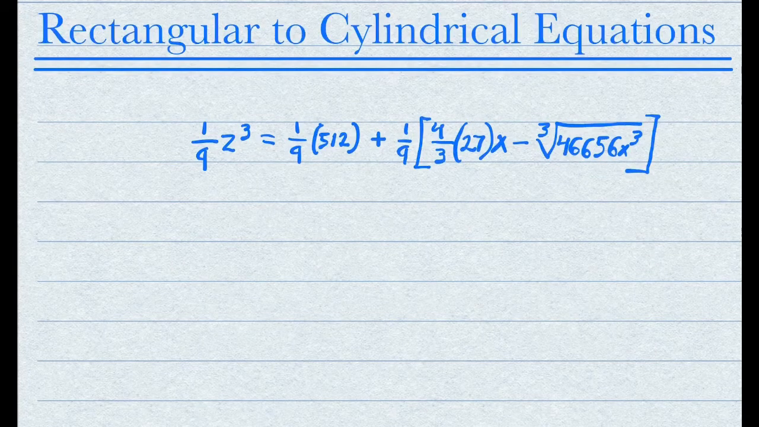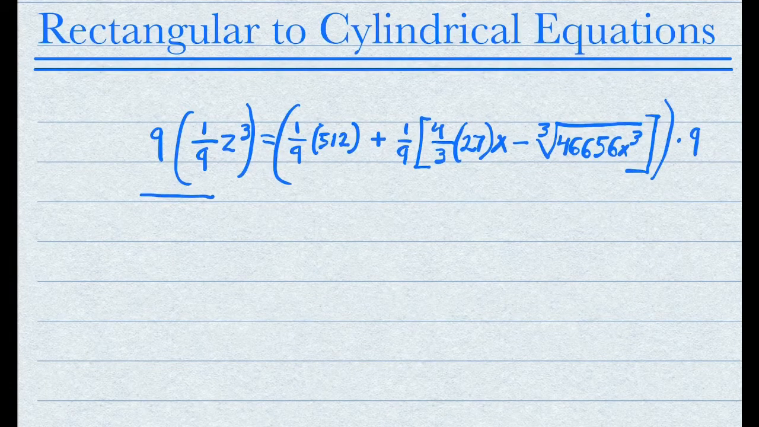So this looks very complex, but what we're going to do is use algebra to simplify it as much as possible. Now notice everything is being multiplied by 1/9. That's the same as dividing everything by 9. So that's our starting point. We're going to get rid of that fraction by multiplying everything by 9. So when you do that over here, the 9 times 1/9, that's just 1. So 1 times z to the third is just going to be z to the third. Using the same process, this becomes 512, and over here, this part goes away, and we're left with the part in the brackets.